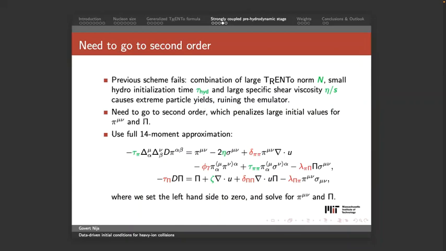Turns out that if you go to second order, so you use this full 14-moment approximation, you get rid of this problem. So what we do is you basically say that you set the left-hand sides of this to 0, and then you simply solve for pi mu nu and for capital pi, which you can do because it's almost linear. This phi-7 term is the only one that's not linear, and you can just use Newton-Raphson to get that from an ansatz using only the linear terms.